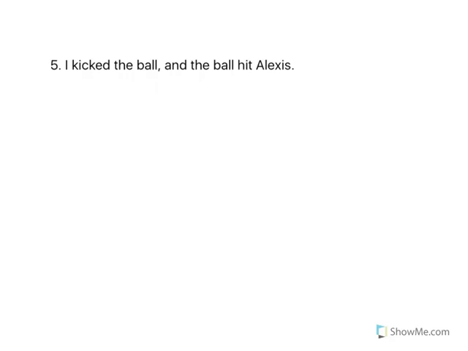So the next sentence says, I kicked the ball and the ball hit Alexis. Sounds like a bad day. So our subject pronoun is going to be I. I what? I kicked. Kicked what? The ball. Direct object and article adjective.